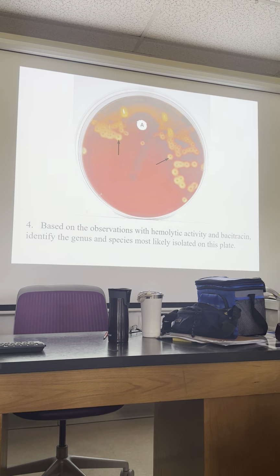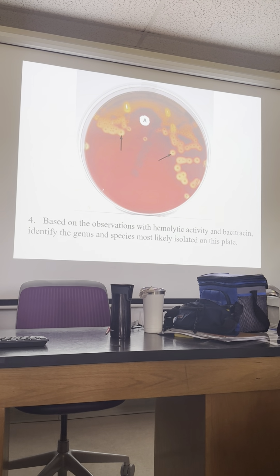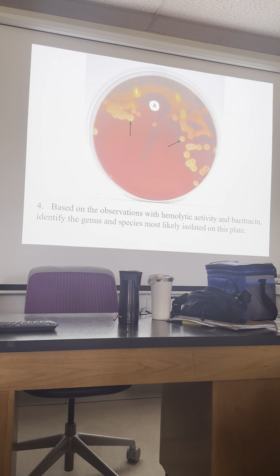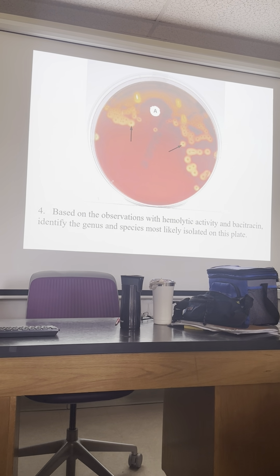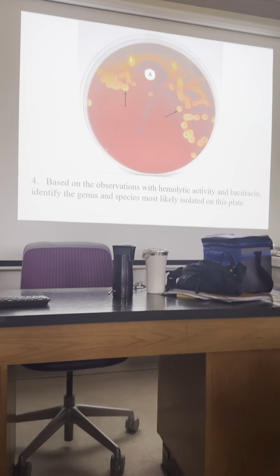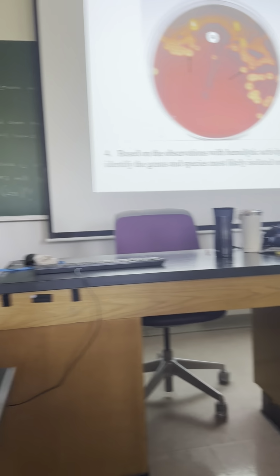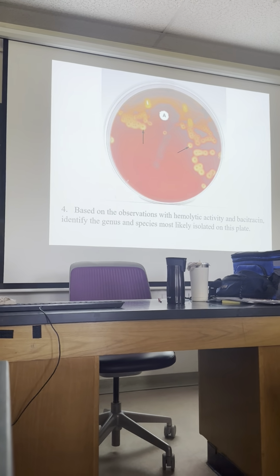This is the organism you're looking at. Give me the answer. It's beta hemolytic. Gram-positive coccus, catalase negative. If it's gram-positive coccus, catalase negative, it's immediately what? A strep or an enterococcus.